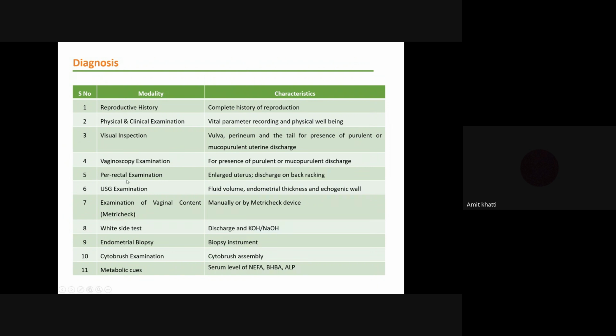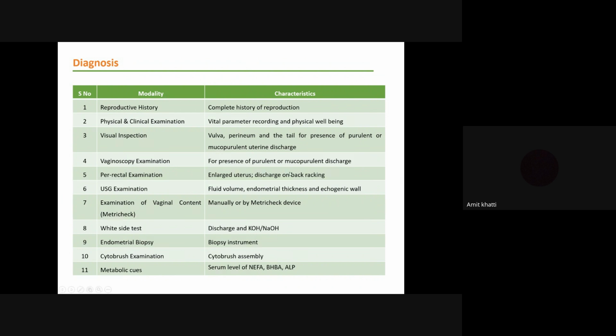Thereafter, we can also go for rectal examination because it will give an exact idea about the uterus: whether the uterus is completely involuted or not, whether it is enlarged in size, and what the consistency of the uterine wall is, whether it is flaccid, toned, or thickened, and whether it is doughy on palpation.